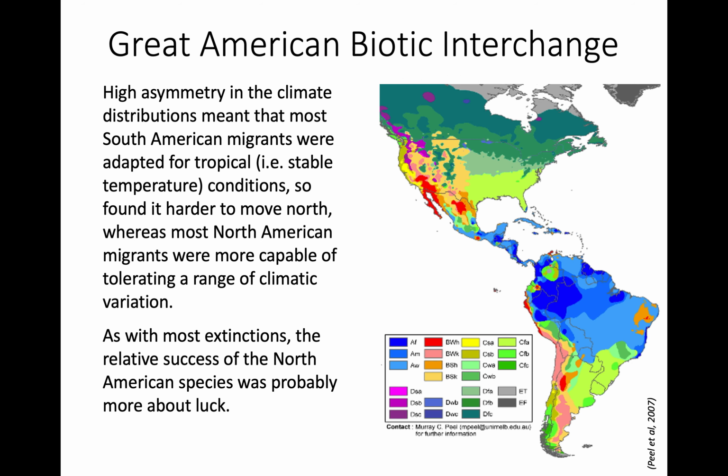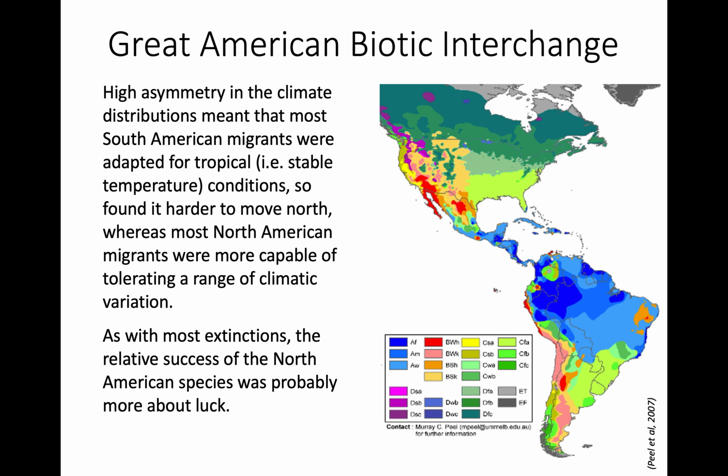And second, and likely the most important part of this story, is that there's high asymmetry in climate distributions, meaning South American species were adapted for tropical conditions. And tropical conditions are typically stable, right? Because if it's in the tropics, it's typically near the equator. It's really never going to get cold. So organisms that move north had a really hard time surviving.